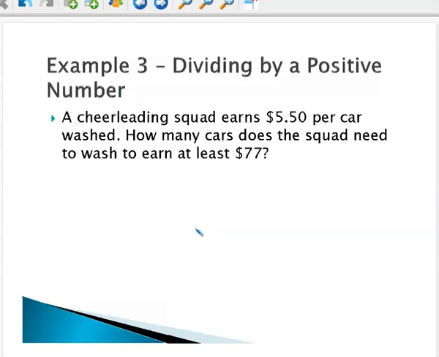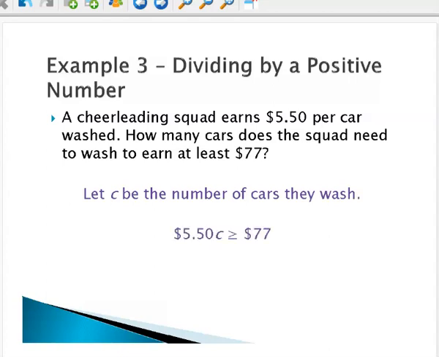Let's try one where we're dividing by a positive number with some context. The cheerleading squad is doing a car wash, and they earn $5.50 per car. How many cars does the squad need to wash to earn at least $77? Well, let's see if we can get this set up. C is going to be the number of cars that they wash.